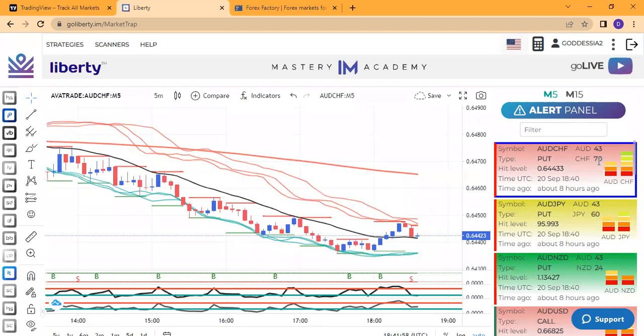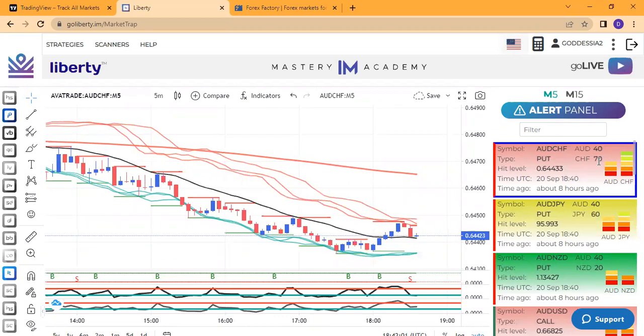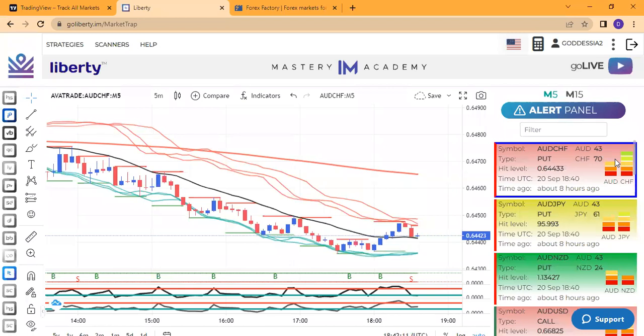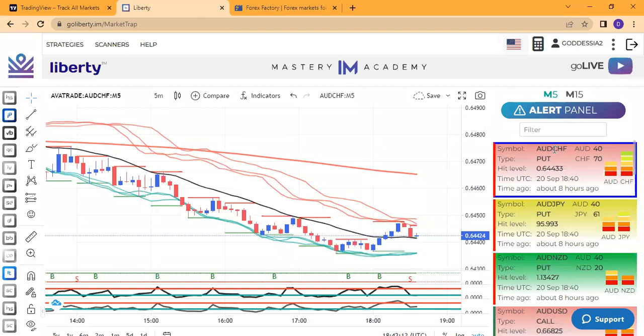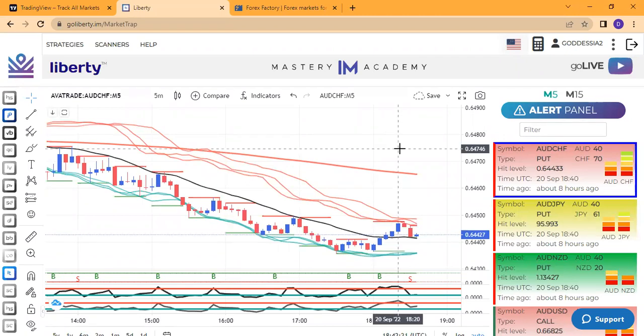Now, the currency strength has confirmed that this is a sell, based on the fact that the quote, CHF, is stronger than the base, AUD. And once the quote is stronger than the base, we are looking for a sell. Now I've gotten the currency strength. The next thing we do is to check for the stability of the pair.